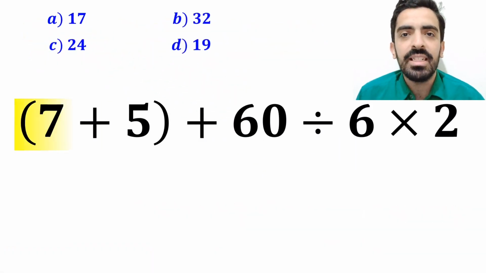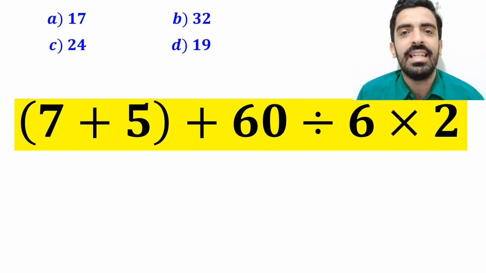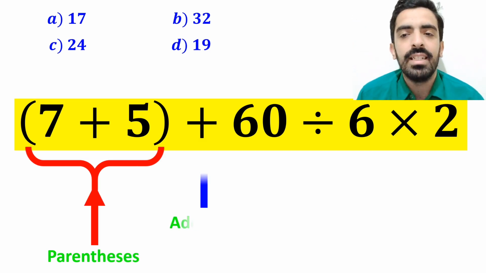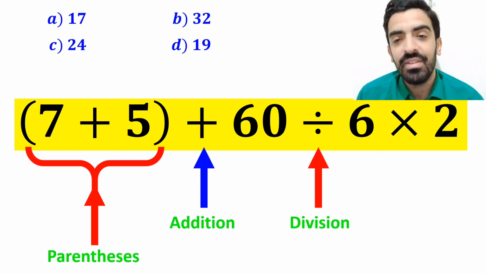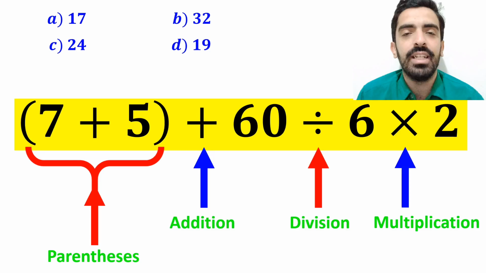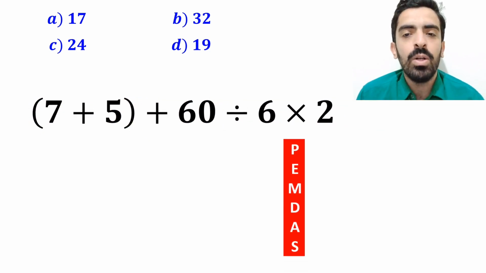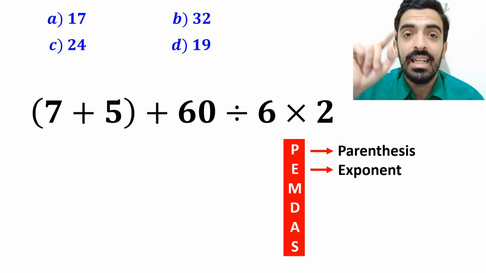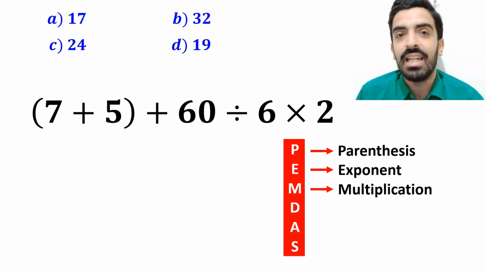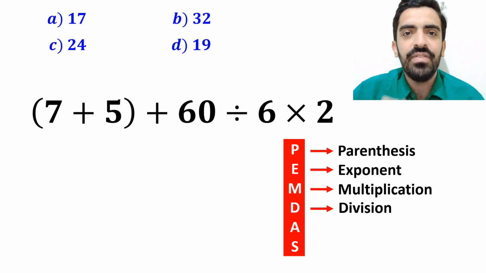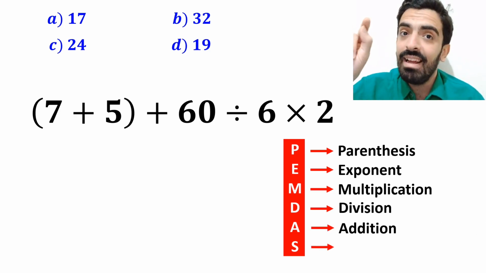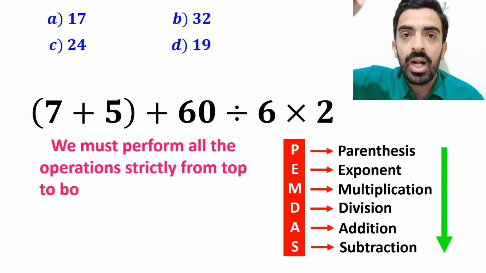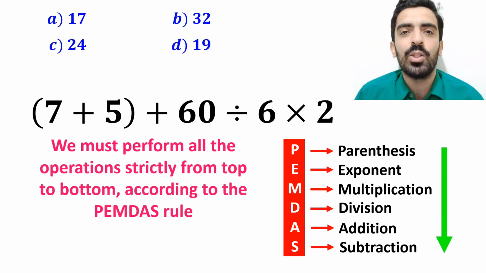Alright, now let me explain step by step how to solve this expression correctly. As you can see on the screen, in this expression, first we have parentheses, then an addition sign, followed by a division, and finally a multiplication. To solve this question, we need to follow the PEMDAS rule step by step. In this rule, P stands for parentheses, E stands for exponent, M stands for multiplication, D stands for division, A stands for addition, and S stands for subtraction. We must perform all the operations strictly from top to bottom according to the PEMDAS rule.